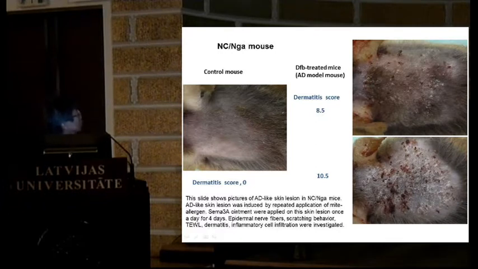This slide shows a picture of AD-like, atopic dermatitis-like skin lesions in NC/Nga mice. AD-like skin lesions were induced by repeated application of mite allergen. Semaphorin 3A ointment was applied on this skin lesion once a day for 4 days. Epidermal nerve fibers, scratching behavior, transepidermal water loss, dermatitis, and inflammatory cell infiltration were investigated.